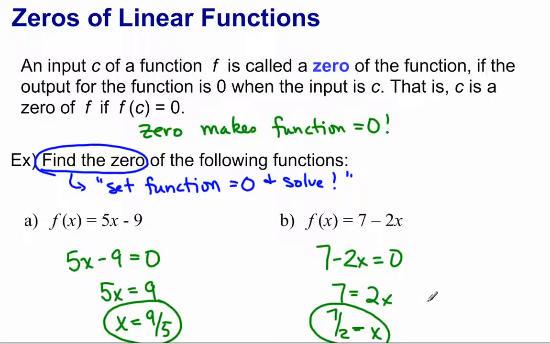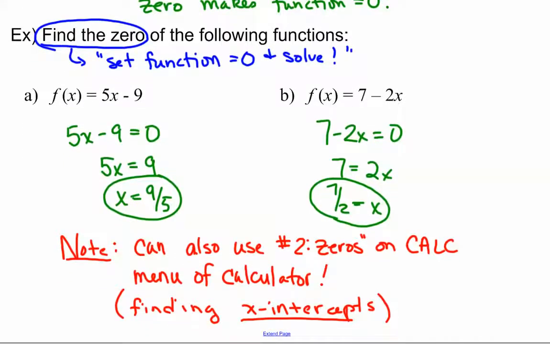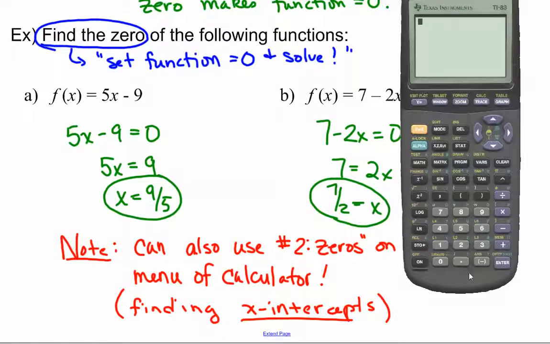We're finding x. Now think about this. This first one tells me if I put a 9/5 in for x, my answer out is going to be 0. My x went in, my y comes out. And what we're really looking at there then are the x-intercepts. Okay, so we can use our calculator to solve these as well. Let me pull this up and show you the first one.